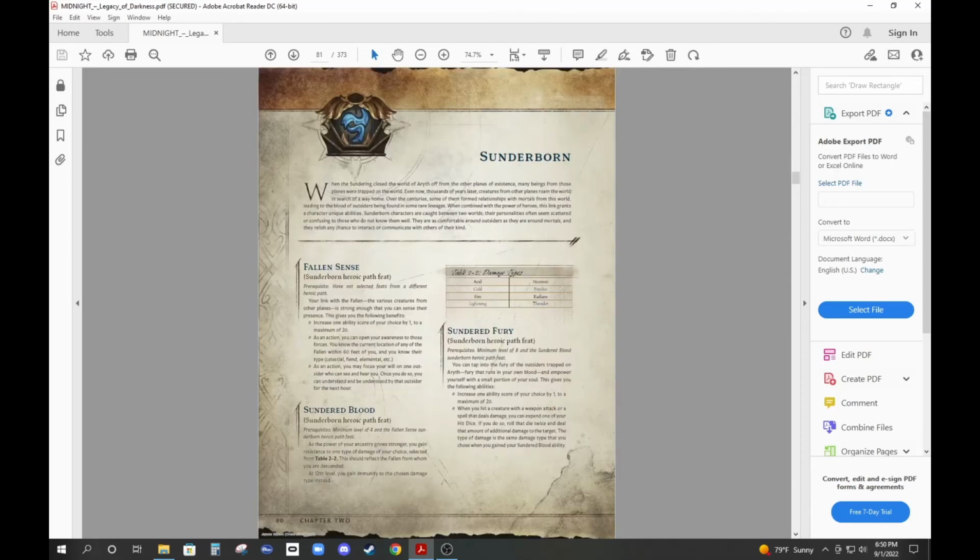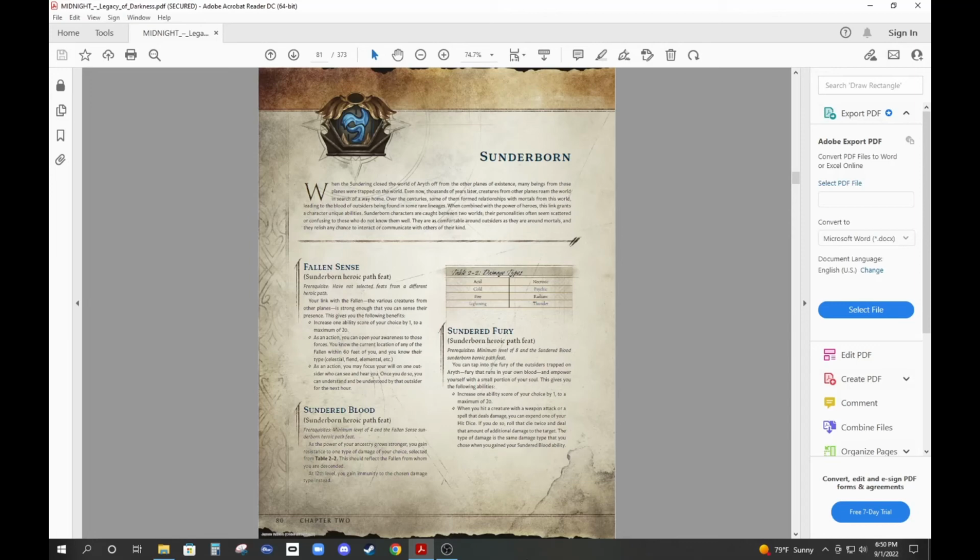There's the Sunderborn. When the Sundering closed the world of Aerith off from the other planes of existence, many beings from those planes were trapped on the world. Even now, thousands of years later, creatures from other planes roam the world in search of a way home. Over the centuries, some of them formed relationships with mortals from this world, leading to the blood of outsiders being found in some rare lineages. When combined with the power of heroes, this link grants a character unique abilities.